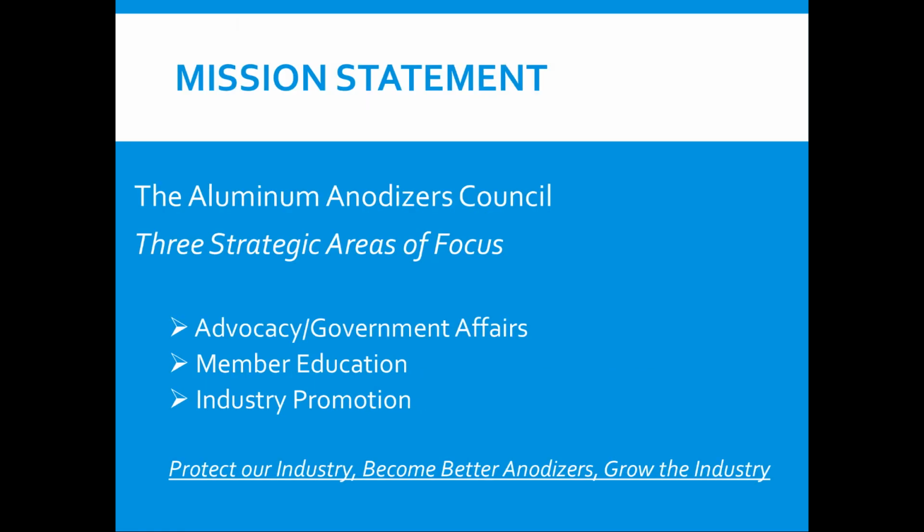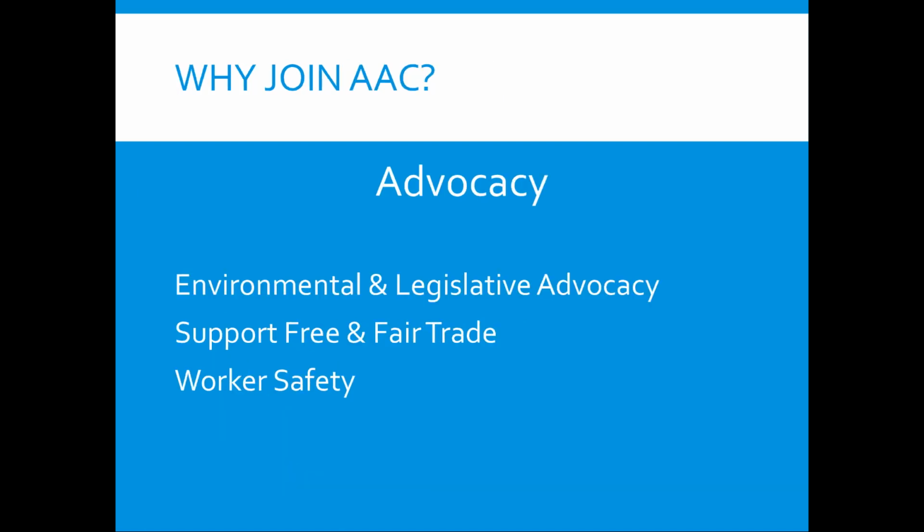The Aluminum Anodizers Council has three areas of strategic focus: advocacy and government affairs, member education, and industry promotion. In short, we aim to protect our industry, become better anodizers, and grow the industry. In advocacy, we look at environmental and legislative advocacy and are continually on the alert for issues involving unnecessary, unwarranted, or counterproductive environmental policies. Also, we support free and fair trade and have worked with sister organizations to this end. And we also believe in worker safety, and we advocate for that as well.